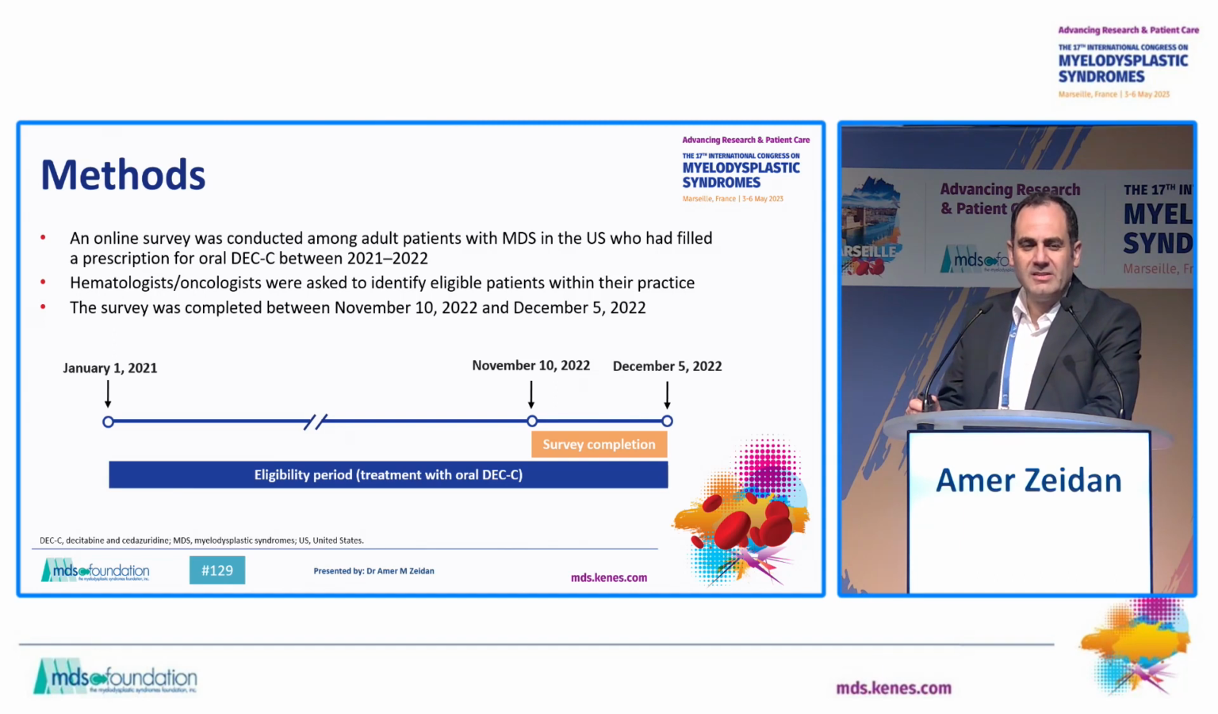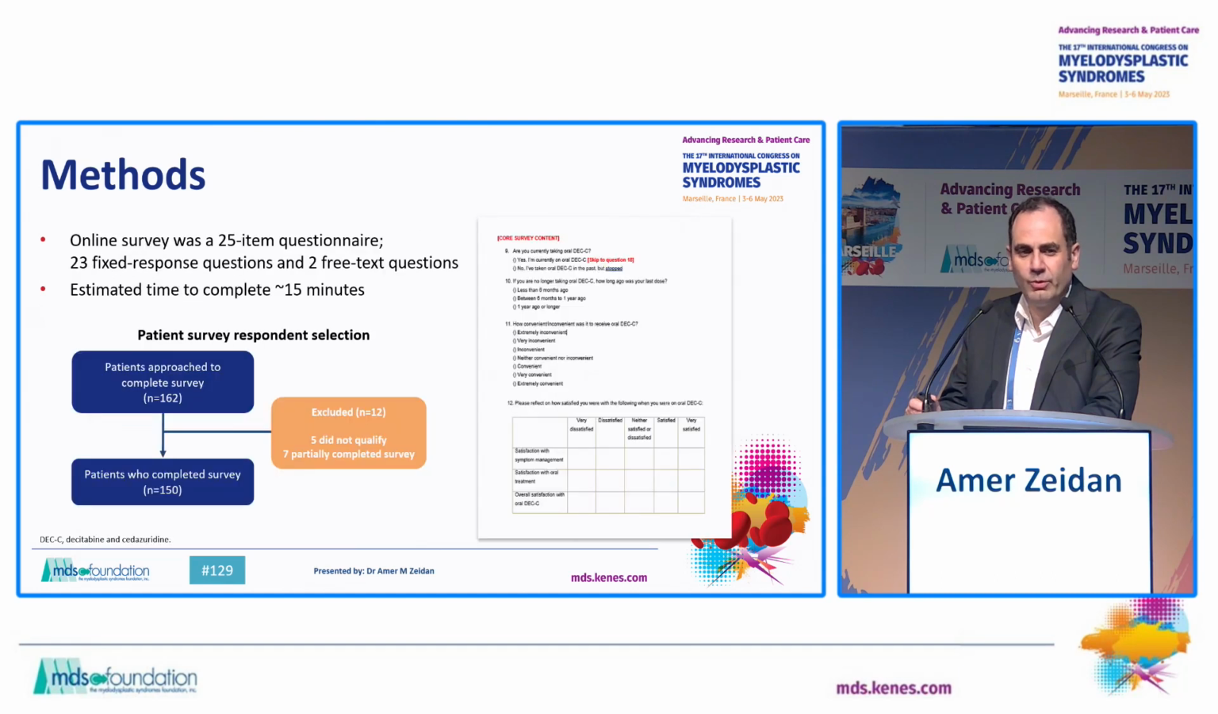So this was an online survey, similar to what the previous speaker described. The drug was approved in the US in August 2020. The survey was done between 2021 and 2022, and you can see here the completion was mostly towards the end of 2022. This was a 25-item questionnaire, and it took around 15 minutes.